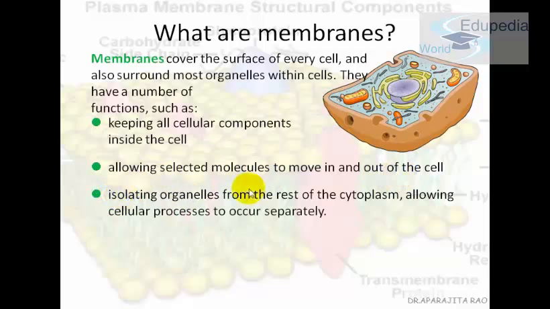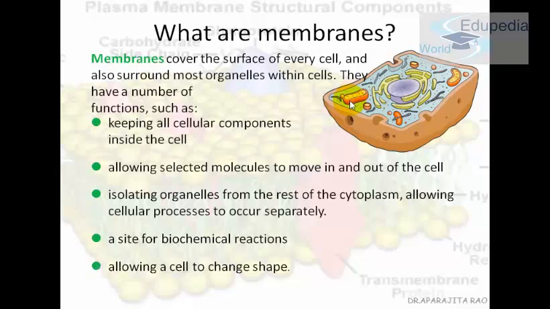Third is isolating organelles from the rest of the cytoplasm, allowing cellular processes to occur separately. Like we all have separate rooms in our houses. So it is the duty of these membranes to give different rooms to every child, that is every organelle. It is also a site of biochemical reaction and allows a cell to change shape.